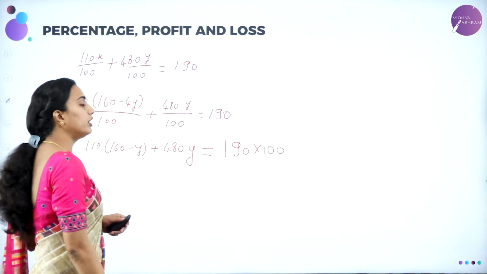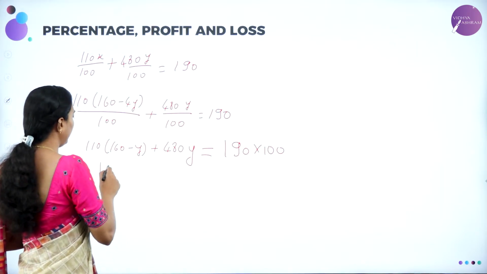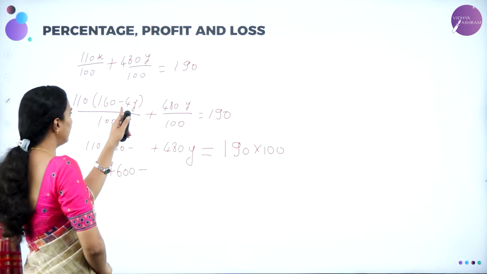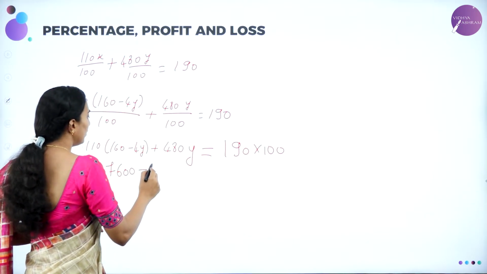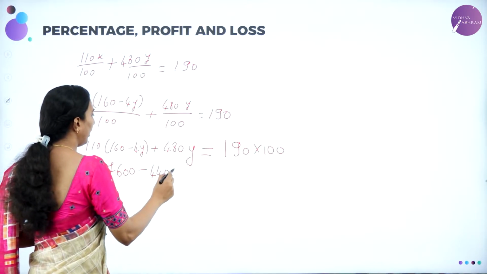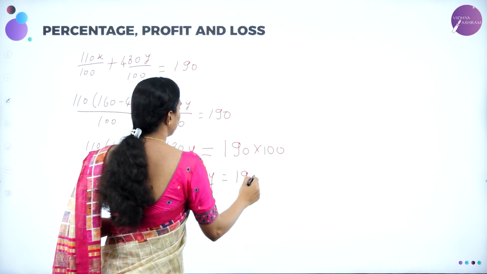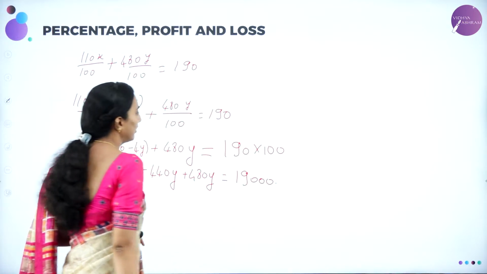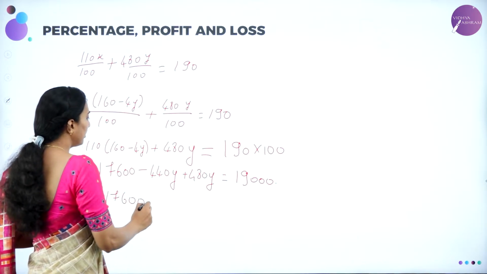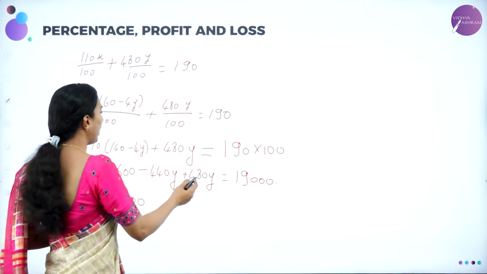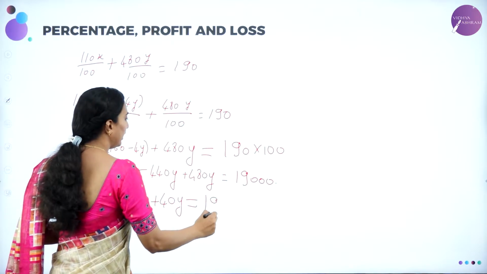Now multiplying this, you get the answer: 110 into 160 is 17,600. I have written here minus 4y, here also minus 4y. So 110 into 4 is nothing but 440y, plus 480y is equal to 19,000, correct? So you are going to have 17,600 minus 440y plus 480y, which is nothing but 40y, so 40y is equal to 19,000.